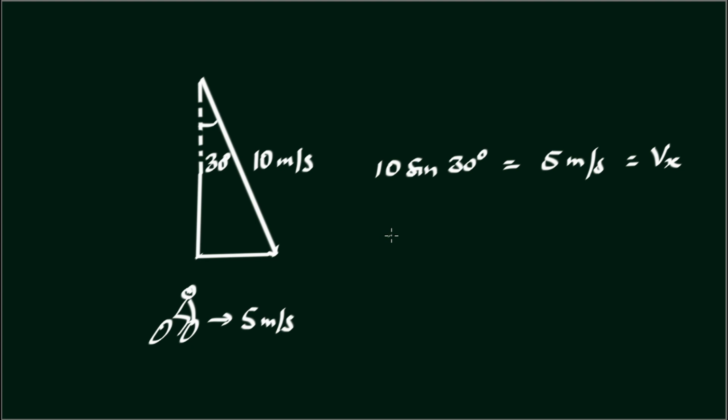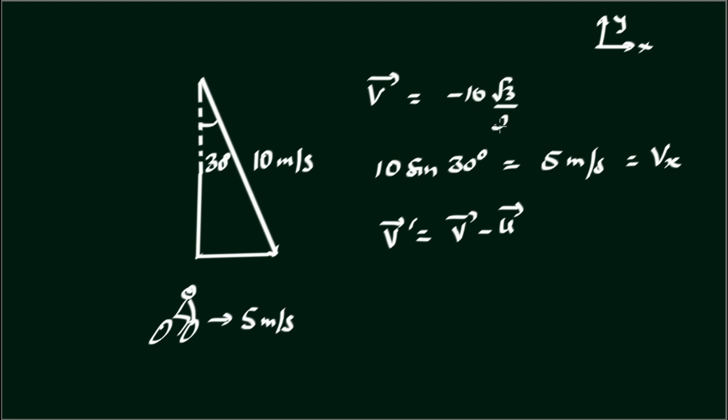Now let's do it from the equation point of view. We have V prime is equal to V minus U. What is V? In our usual coordinate system, x-axis to the right, y-axis pointing up, V is going to be minus 10 cos 30 j cap, right? 10 cos 30 in the negative j cap direction, plus 10 sine 30 in the i cap direction, that is 5 i cap.